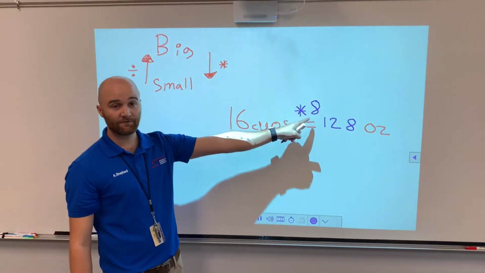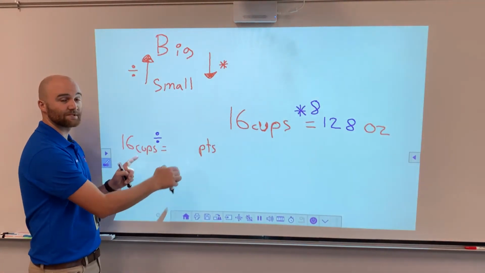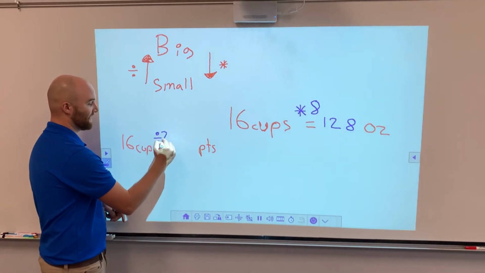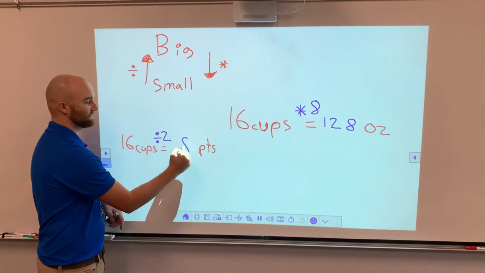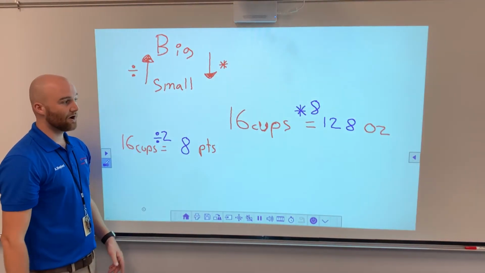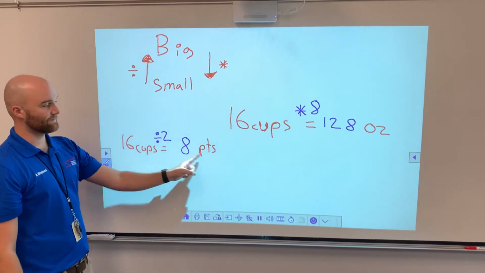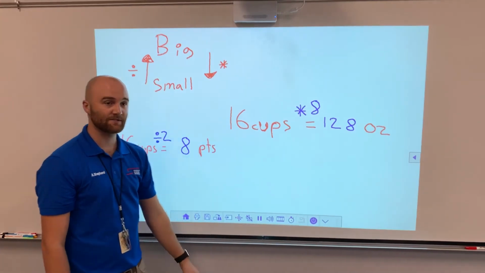Notice that this is a different number than over here. Make sure that you're lining up the ones that are cups to pints. So I'm going to divide by 2. 16 divided by 2 gives us 8 pints. Our answer would be 8 pints. That means that all of these things are the same. 8 pints is the same as 16 cups, which is the same as 128 ounces.